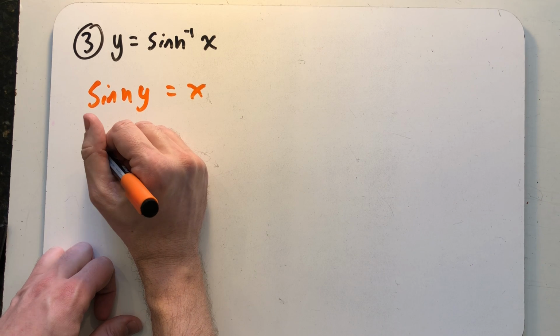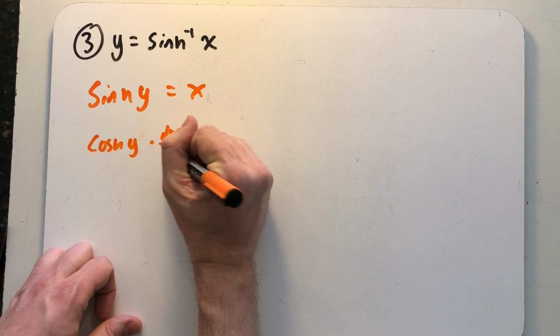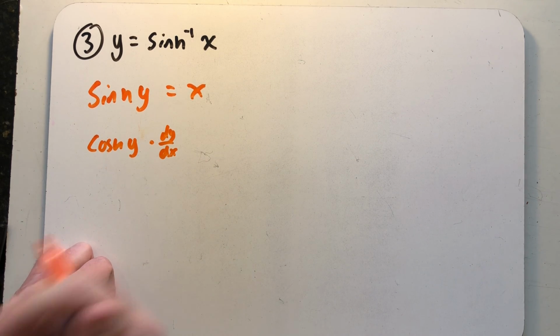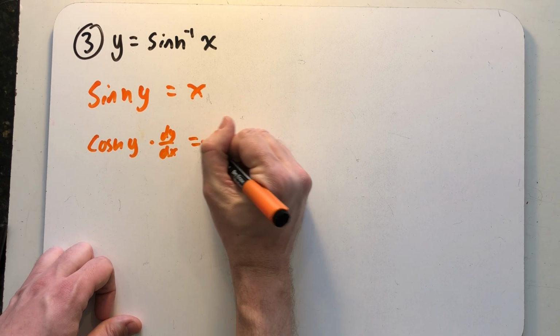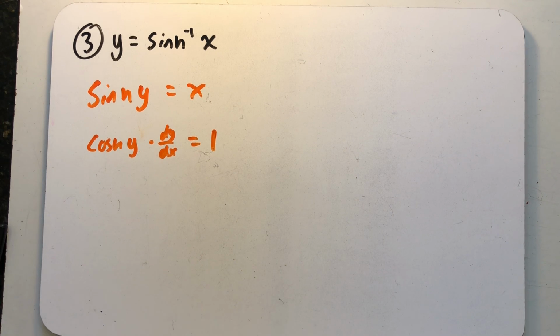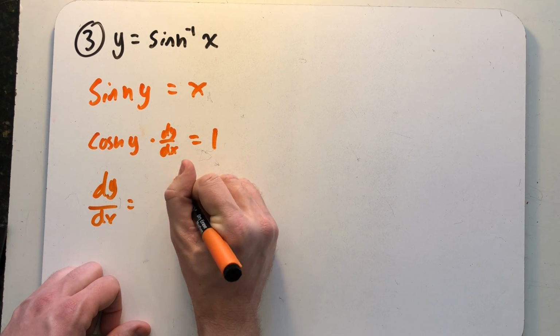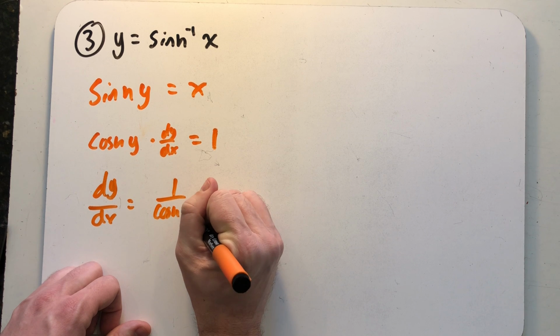The derivative of sinh is cosh of y times the derivative of y with respect to x, thinking about the chain rule. And then the derivative of x on the other side is 1. I'm thinking about differentiating implicitly here to find a formula that will work. So let's see what I end up with here. I end up with dy dx is equal to 1 over cosh of y.